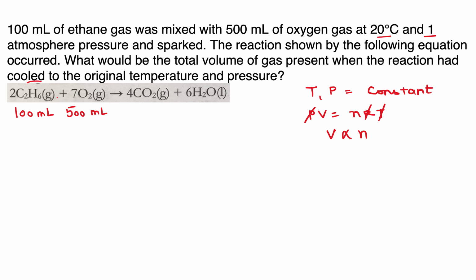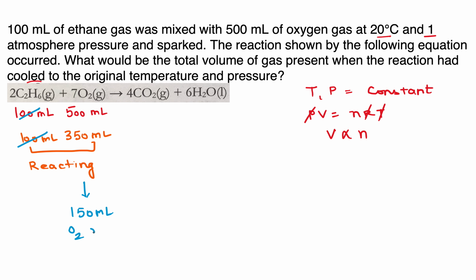Now if you look here, it's a 2 to 7 ratio. So if this is 100 ml, this should be 350 ml that you will need. So 350 ml of oxygen and 100 ml of ethane will be reacting. It means all of this will be reacting, but from oxygen we had 500 milliliters at the beginning, and only 350 is reacting, which means 150 milliliters of oxygen is remaining.